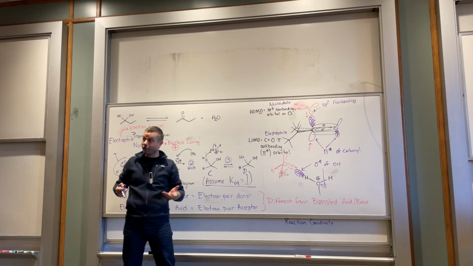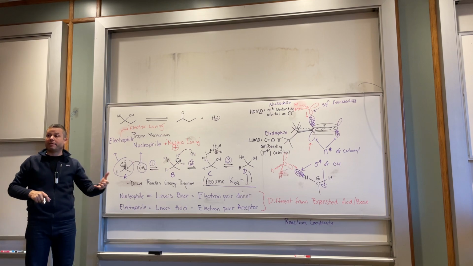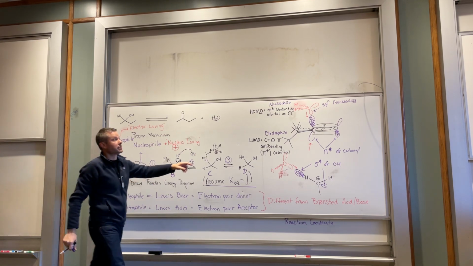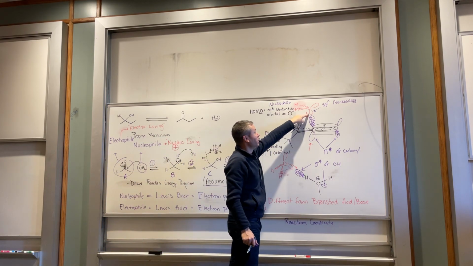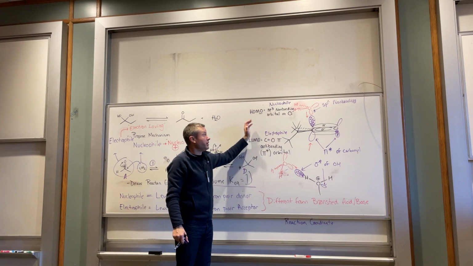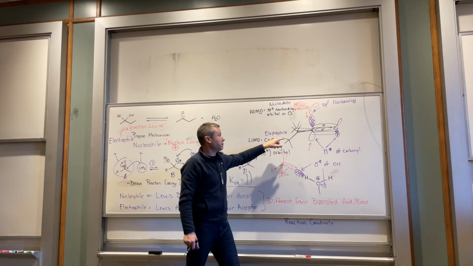HOMO refers specifically to an orbital, highest occupied molecular orbital. And so when you're naming or identifying the HOMO, you have to name the orbital. Okay, in this case, it's the non-bonding orbital, sp3 hybridized on oxygen, right? Same thing down here. The HOMO is not the ketone, it's not the carbon, right?